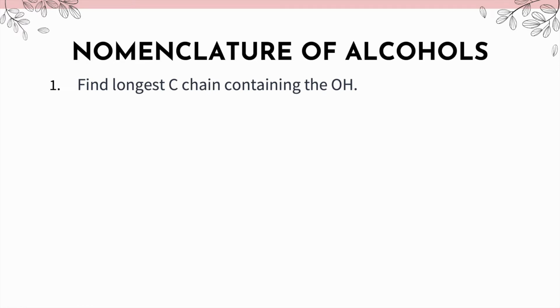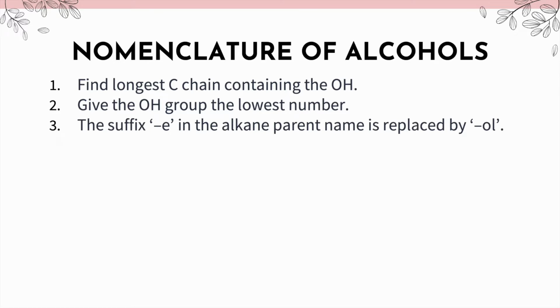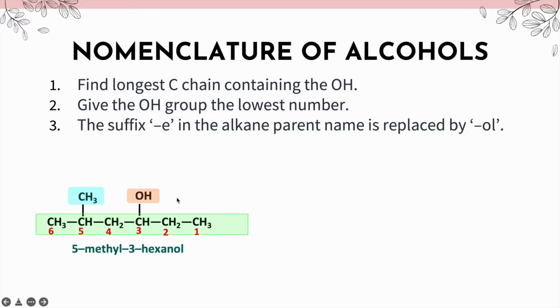If we want to name the alcohol, the first thing is we need to find the longest carbon chain containing the OH group. Give the OH group the lowest number. The suffix E in the alkane parent name is replaced by O. For example, this is the OH group, and this is the longest carbon chain, 6 carbons in total, so hexanol. Then the lowest number is given to this carbon because the OH is attached to this carbon.